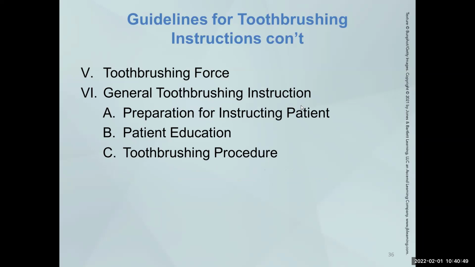Too much pressure makes the brush less effective as those bristles splay. They're not getting to where they need to go. And too much pressure can also irritate the gums, creating gingival recession. So they've got lights on the power brushes to let the patient know that they're placing too much pressure.